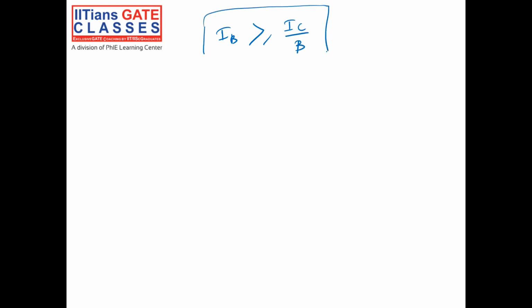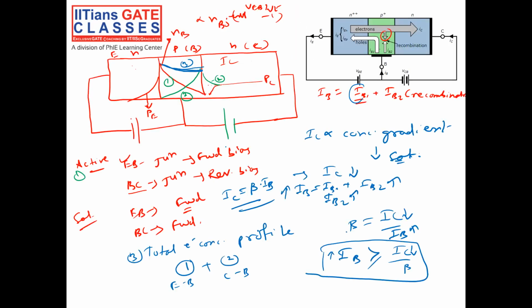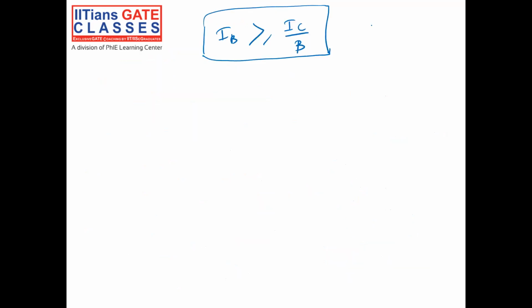In order to make you understand this equation, I have explained the operation, or I can say I have told you all the stories. Let me summarize. In saturation, because both junctions are forward biased, the concentration profile gradient will be less. Since the gradient is less, the collector current is decreasing, and since there are a lot of carriers, my recombination is increasing, so IB also is increasing. So since IB is increasing and IC decreasing, I can say in saturation IB will be greater than IC by beta. Okay, so that is in saturation.